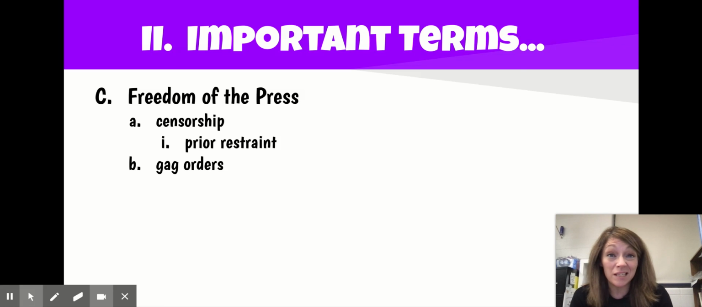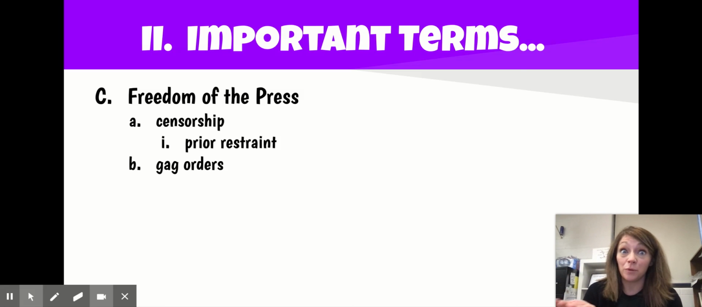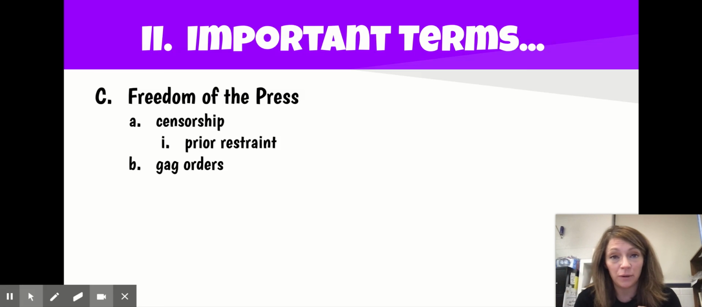The Supreme Court has basically told us that the right to freedom of the press is super important, but it's not as important as an individual's right to a fair trial.